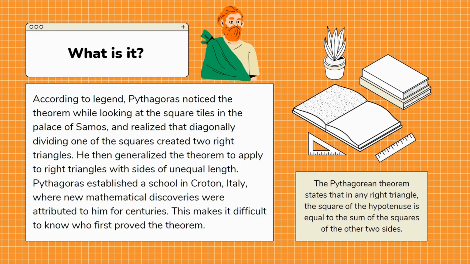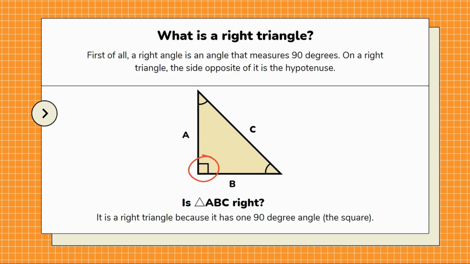And if you don't know what a right triangle is so far, I'll explain it to you in the next slide. But anyways, the Pythagorean theorem states that in any right triangle, the square of the hypotenuse is equal to the sum of the squares of the other two sides. And the wording might sound a little confusing, and you'll get it when we show it to you in equation form. So anyways, what is a right triangle?